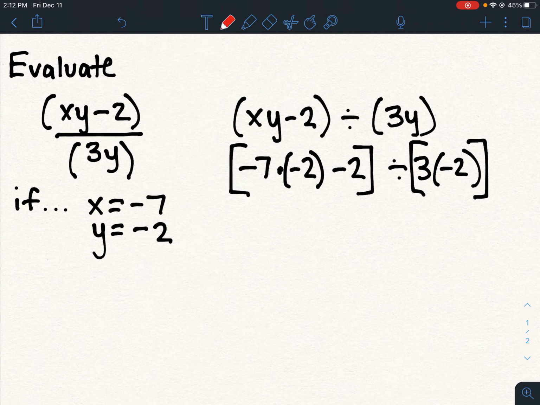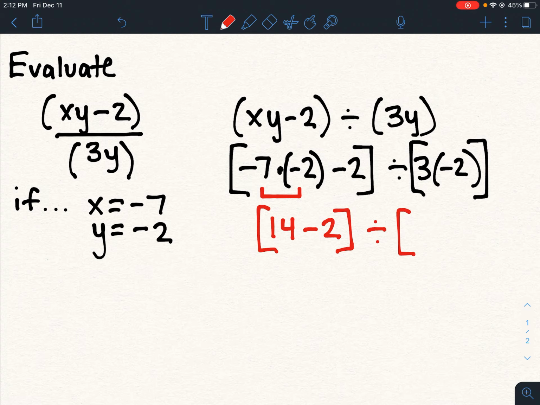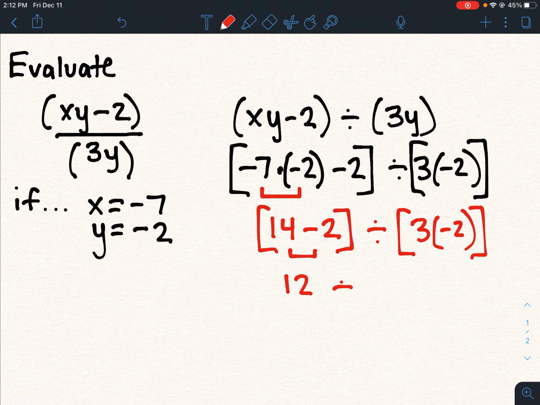Now I'm going to solve. So I'm going to start with what's on the left first, and I'm going to solve negative 7 times negative 2. That's positive 14, and I still have that minus 2, okay, divided by 3 times negative 2. Next up would be 14 minus 2. 14 minus 2 is 12. I don't need the brackets anymore because I have my answer. 12 divided by, and then we have 3 times negative 2. I can keep the brackets.